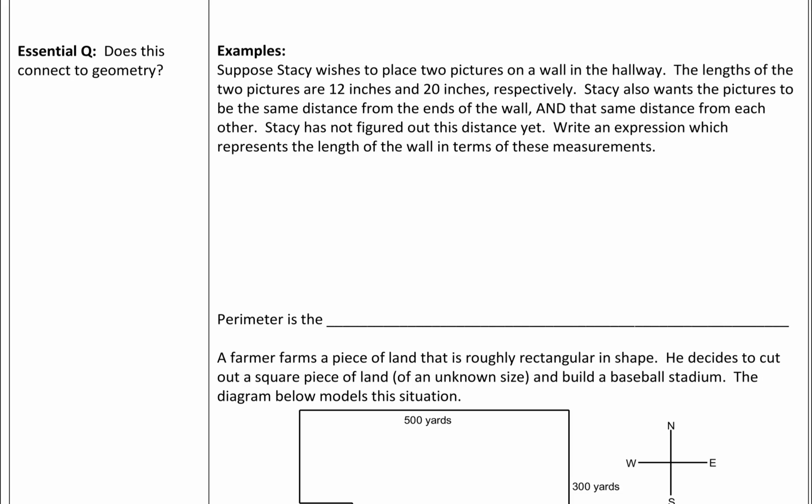Suppose Stacy wishes to place 2 pictures on a wall in the hallway. The lengths of the 2 pictures are 12 inches and 20 inches respectively. Stacy also wants the pictures to be the same distance from the ends of the wall and the same distance from each other. Stacy has not figured out this distance yet. Write an expression which represents the length of the wall in terms of these measurements.